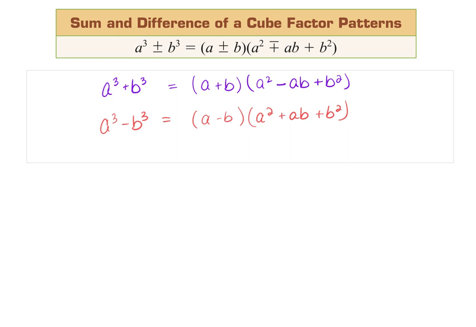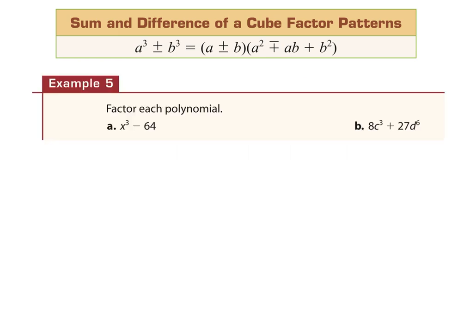So look at example 5 in your book, all right? The first thing you notice is that we have a perfect cube, x cubed, and we have a perfect cube, 64, and they are subtracted. So we are going to use the subtraction one. The first thing we need to do is say, what is the cubed root?